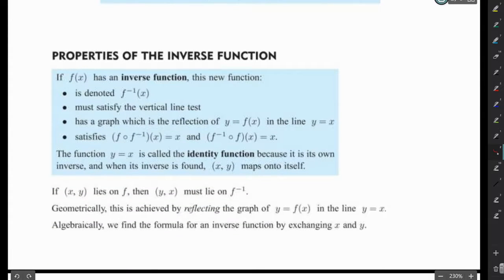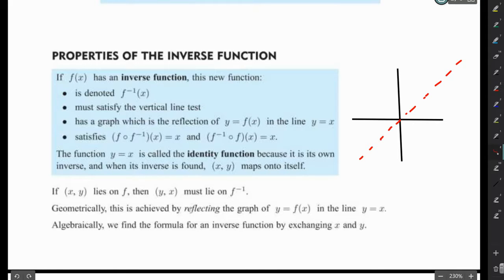Some properties of inverse. Well, first of all, we have notation. If you say f raised to the negative 1 power, that is notation for inverse. It has to satisfy the vertical line test, and inverses are always going to reflect over the line y equals f of x, or usually we say y equals x. If you're looking at a graph, and let me draw one really quickly, the equation of the line y equals x, I usually draw it as a dashed line. Inverses will reflect over that line.